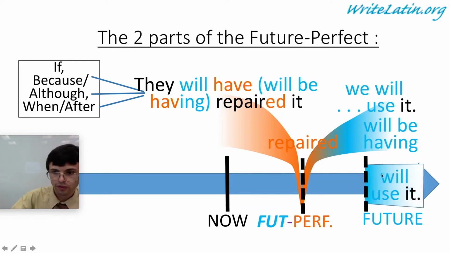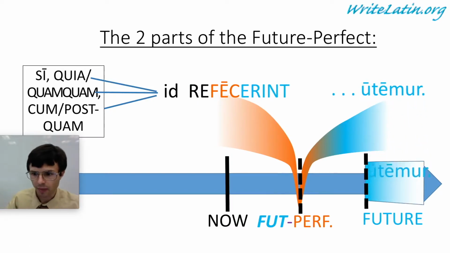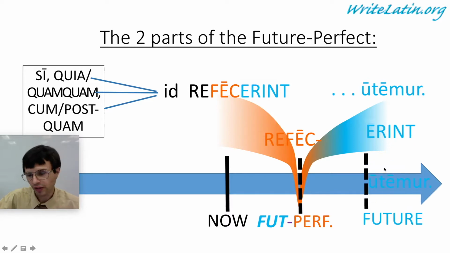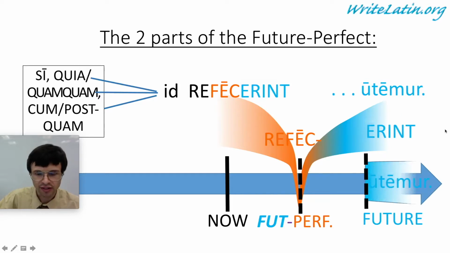So you can think of the future perfect as relative to the future that it includes in its construction. And the same thing can happen in the Latin. The utemur, the us using it, happens at the same time, contemporaneously, with erint, them being in a certain state of having already repaired it.